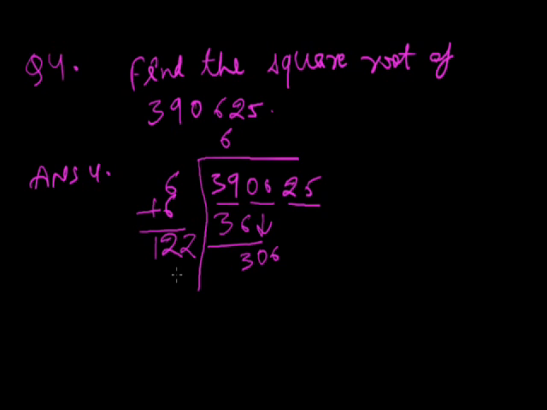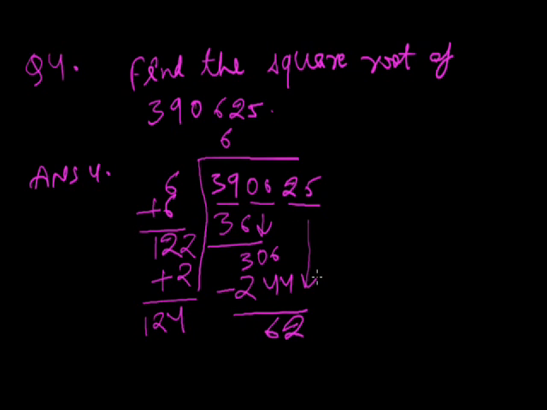Multiply with 2. Add this 2 over here. We get 124. Put 244 over here. Subtract this number from 306. We get 62 as the remainder. Take the whole pair downwards, 25.